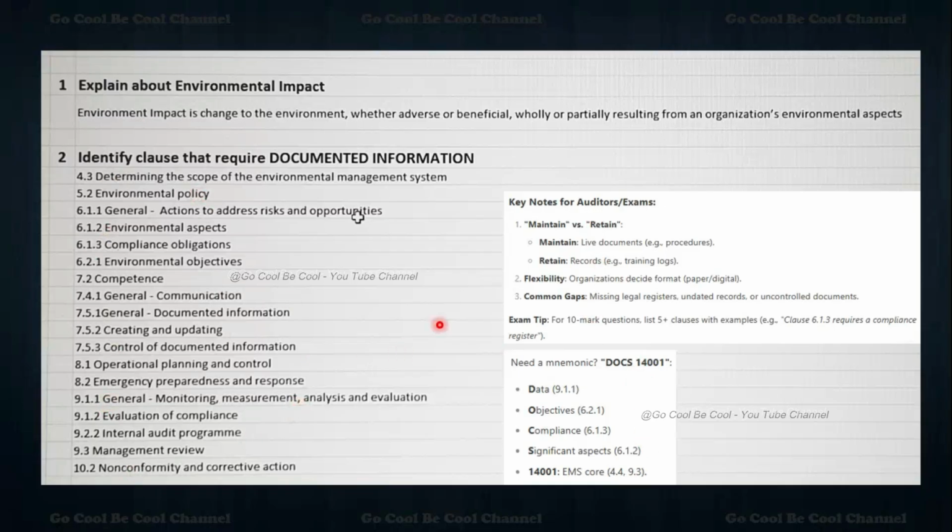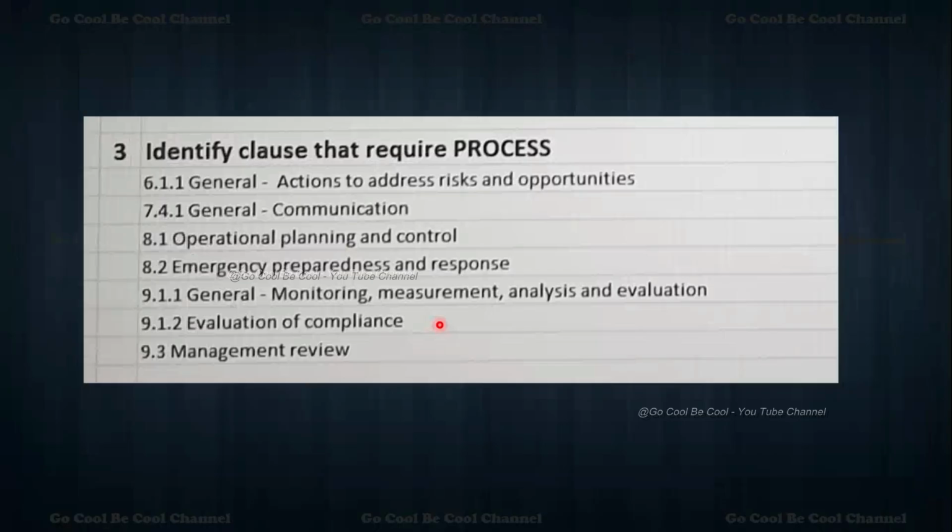Okay, now moving to the next one. What is to identify classes that require a process, first of all. Here very simply I have written 6.1.1 general actions to address risk and opportunity, 7.4.1 general communication, 8.1, 8.2, 9.1.1 and 9.1.2, 9.3 is management review. So evaluation, performance evaluation. So what is to be done? This also we can write for a simple 2 marks question.